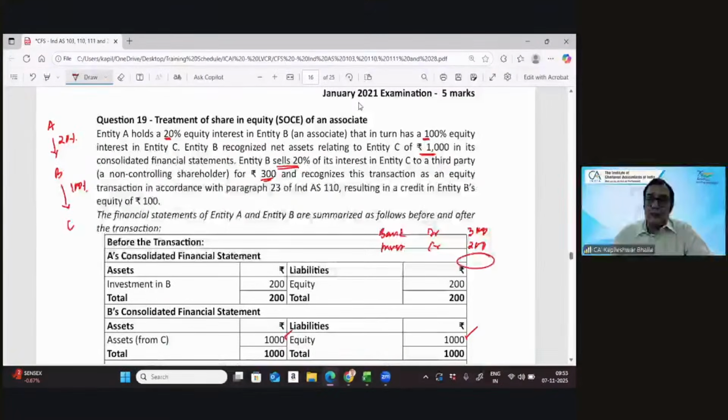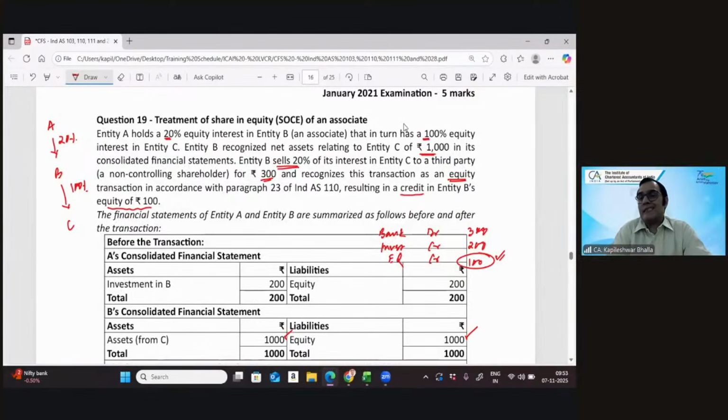So can I say the balancing figure of 100 is going to be given a credit in terms of equity? Because you are dealing with the NCI, it is not taken in P&L, it's taken directly in equity. So this 100 must have been taken in the equity. It is an equity transaction, and therefore it results in a credit in equity to the extent of 100.